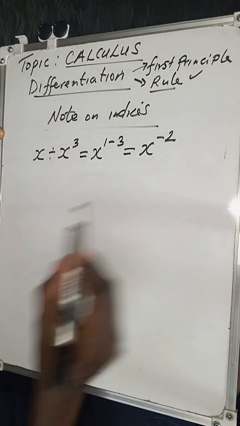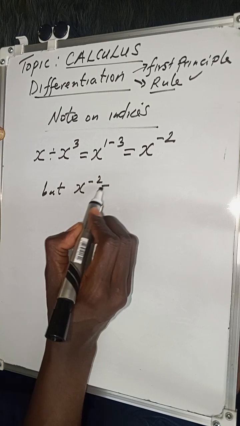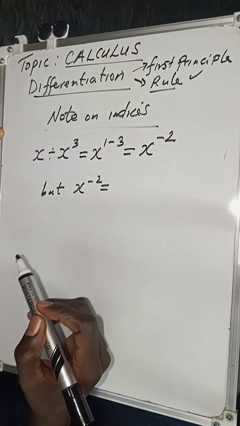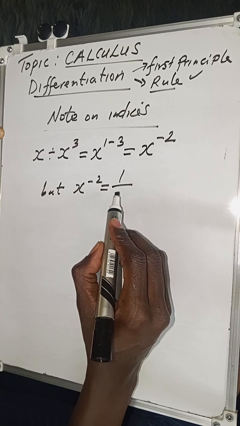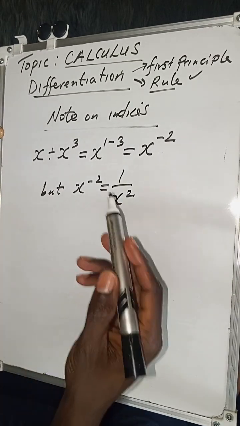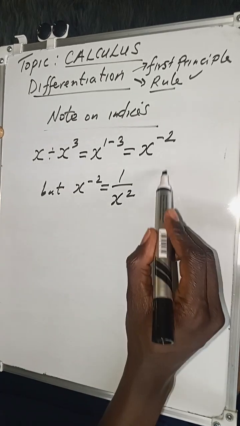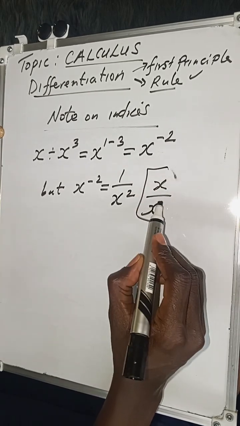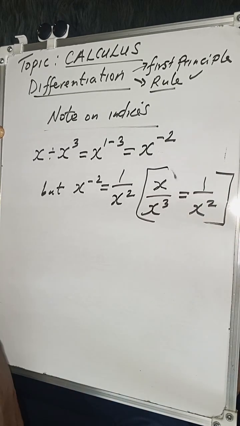Now, how can we write this one? When I look at x to the power minus 2, that is simply going to become 1 over x raised to the power 2. That's what we mean. It's like you're having x divided by x raised to the power 3, which will give you 1 over x raised to the power 2.